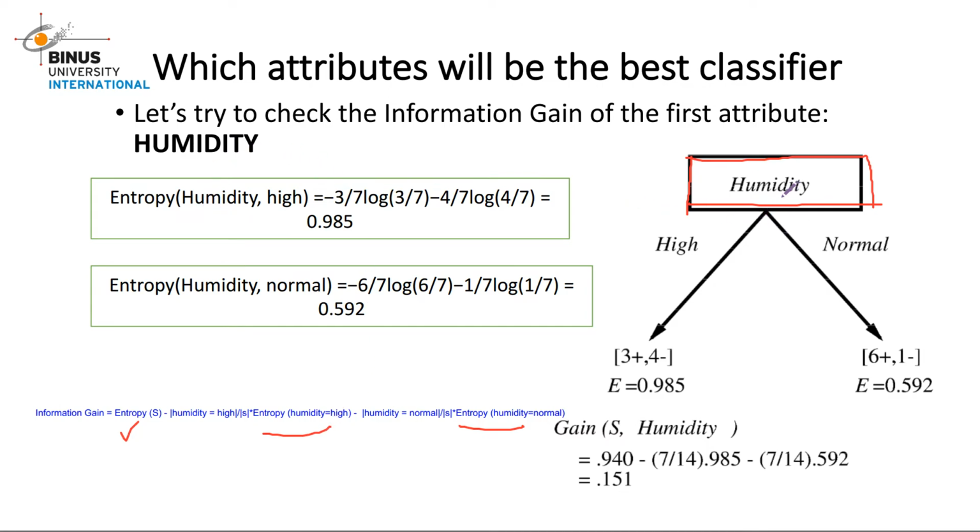So we divide the humidity attribute into two subsets. Subset 1 is when the humidity is high, and subset 2 is when the humidity is normal. Okay, so we have the subsets when the humidity is high and normal. In high, we have 3 positive labels and 4 negative labels. Here we have 6 positive and 1 negative.